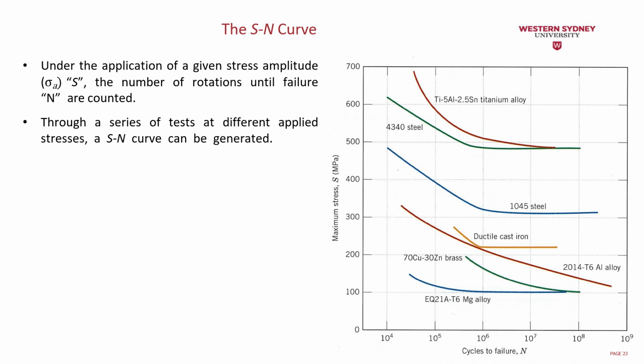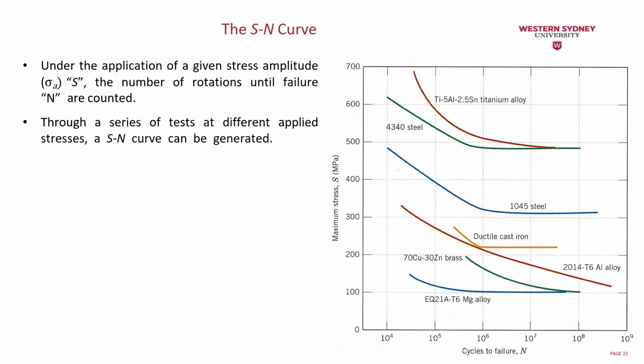Under the application of a given stress amplitude, sigma A, the number of rotations until failure is counted. Through a series of tests at different applied stresses, the S-N curve can be generated, as we see here. From there you can tell that the better material to take high stress is going to be the titanium alloy.